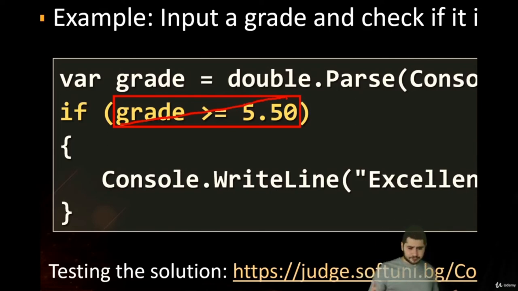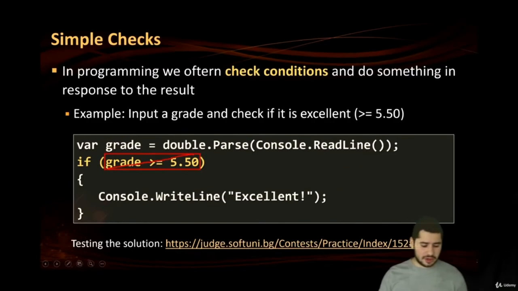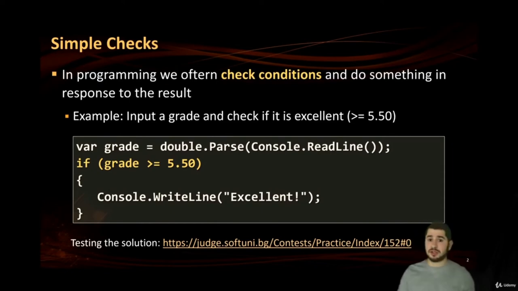So, we have an example here. What's the example? Imagine that some person inputs a grade. That's the grade he has in his math subject in school. And you want to output the message "excellent" if the grade is greater than 5.5.